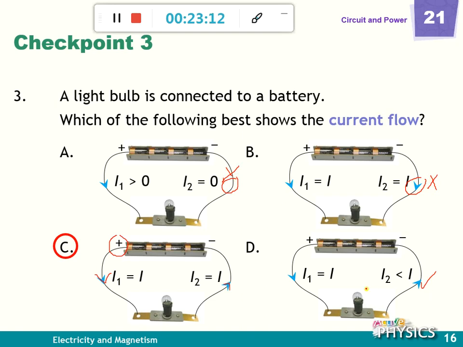This one is okay, but you can see that the current size is not the same. The current should stay the same. There is no change in the total charge inside the circuit. The main difference will be the energy only, the electrical potential energy only.